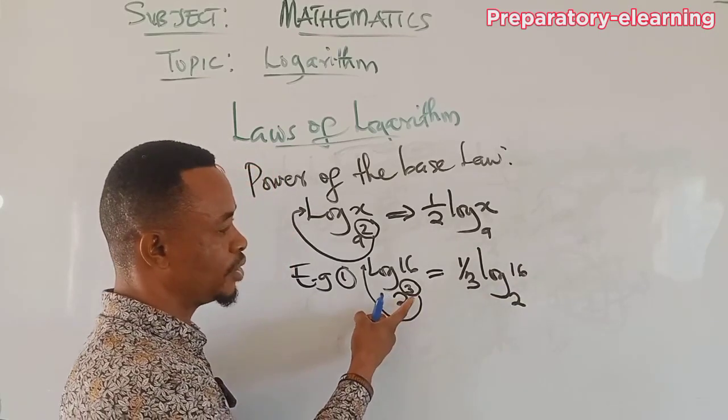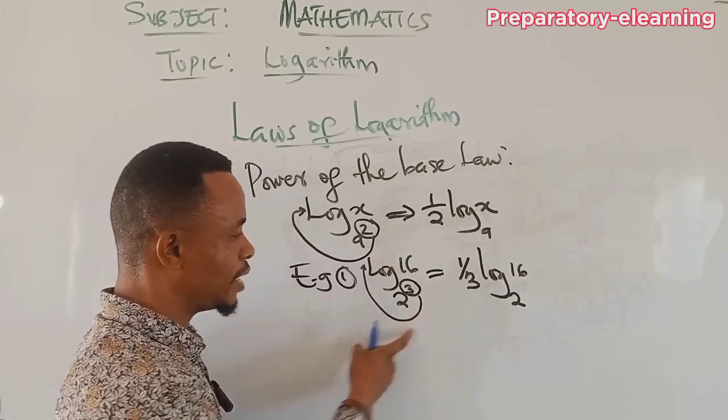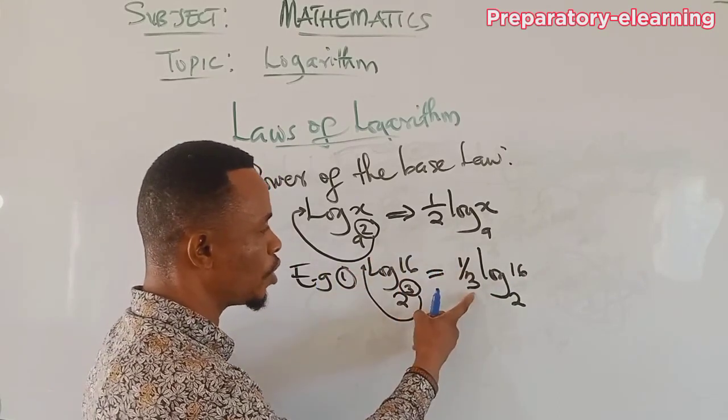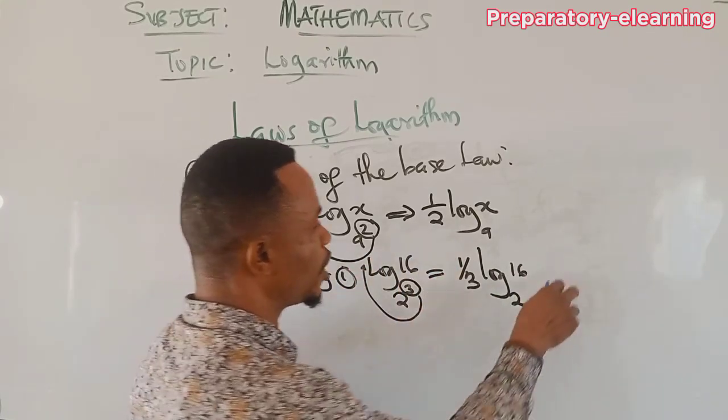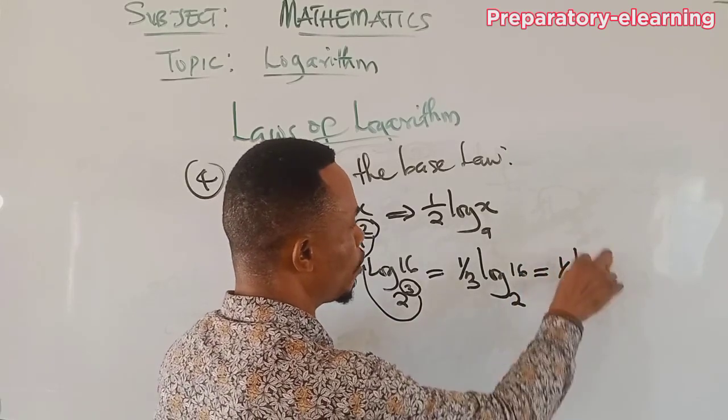We have removed this 3 from here. It comes behind the log. And as it is coming, it is now 1 over 3. How do we continue to solve this? This is our 1 over 3 log.